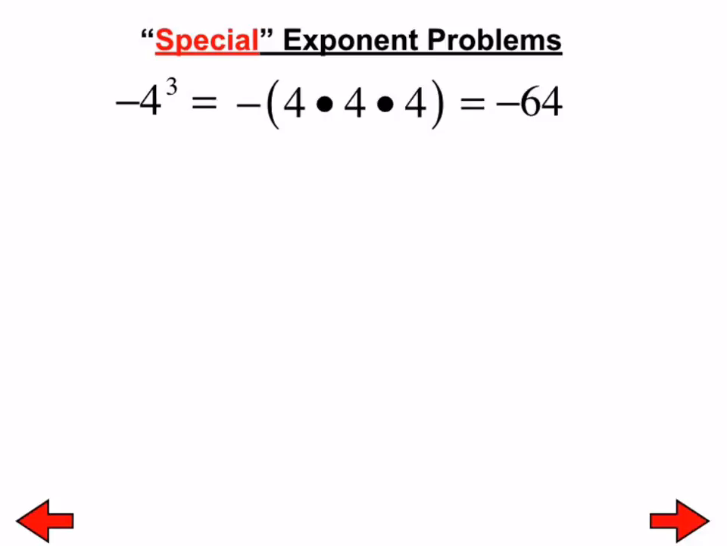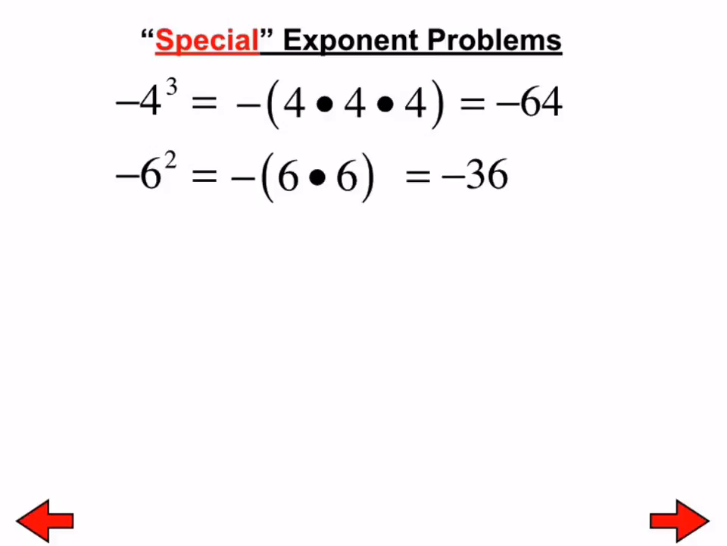why that is -64. Same logic tells us that -6, not in parentheses, to the second power means negative times the quantity of 6 times 6. 6 times 6 is 36. We change it to the opposite of it, and we get -36.